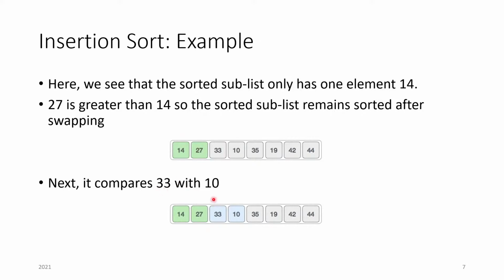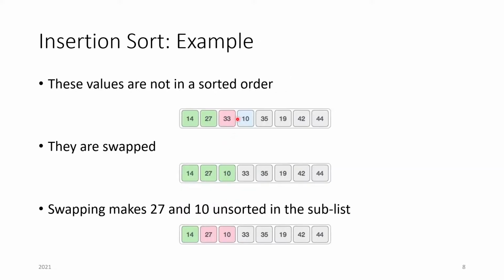The next step is that we'll compare 33 with 10 for the remainder of the array. And then it sees 33 is greater than 10, so it swaps this. And then we have 14, 27, and 10.